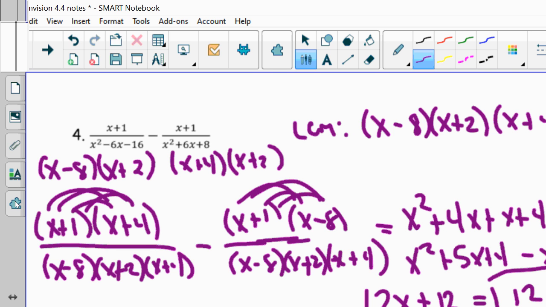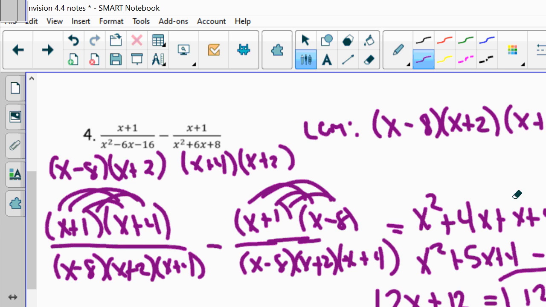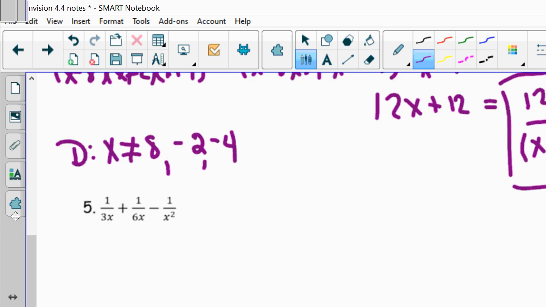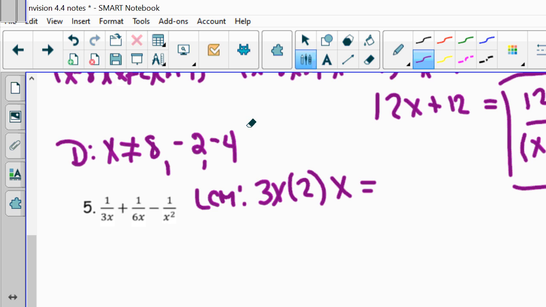All right, number 5. Number 5, nice and easy, because I see on number 5, I don't have to factor anything. So let's go ahead and write our LCM. I have a 3x on the first one. The next one I have a 6x. I already have that 3, so I just need a 2. And then the last one I have an x squared, so I need another x. So our LCM is going to be 6x squared.